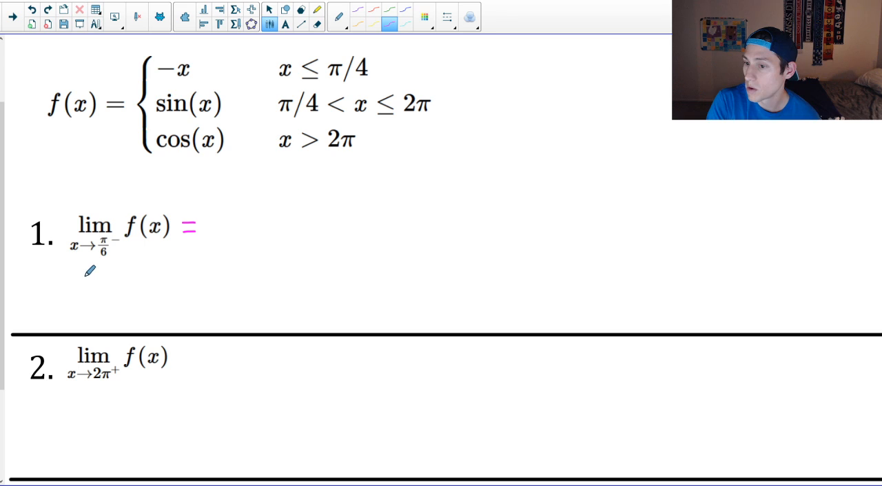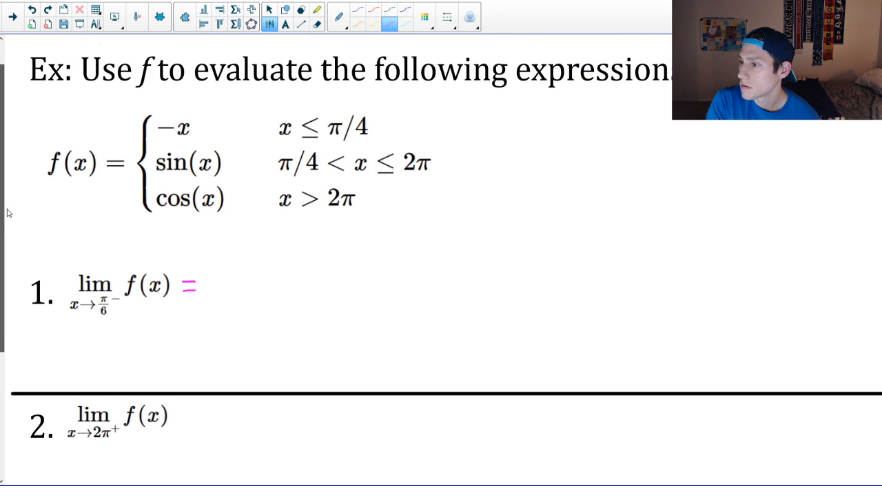All right, so let's look at number 1. The limit as x approaches pi over 6 from the left. So my first goal is to try to plug in pi over 6 to f. Remember, it doesn't matter if it's a left-hand limit or a right-hand limit or if it's just an overall limit. Your first attempt should be to just try to plug in pi over 6.